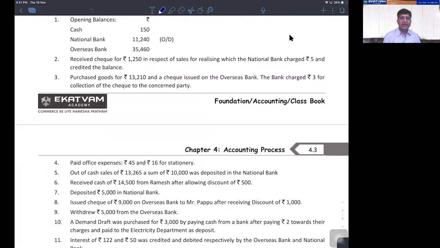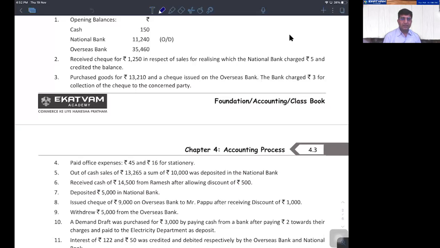Cash, National Bank (OD) means what? The opening balance of National Bank will be written on the credit side. Why onto the credit side? Because it is an overdraft. Yes or no? Then overseas bank, it is 35,460. If nothing has been provided, we have to presume that it's a favorable balance.